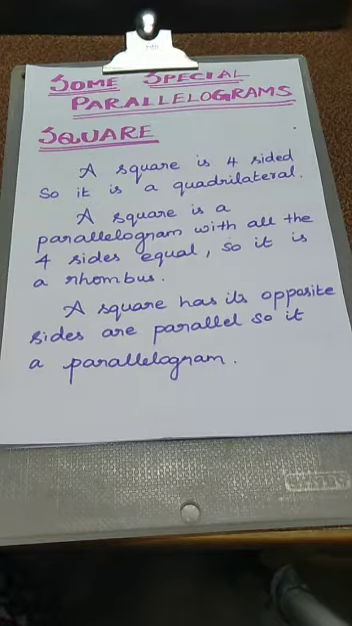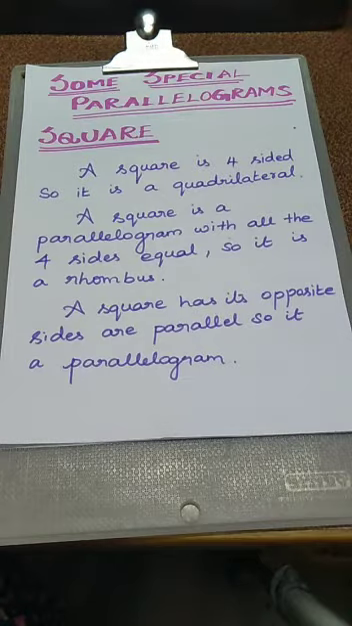First one is square. Here we are going to take some properties for other shapes also. Okay. First, a square is four-sided, so it is a quadrilateral. Actually, what is a quadrilateral? A quadrilateral is a four-sided figure. Now what is given? A square is four-sided, so it is a quadrilateral. Okay. Next one, a square is a parallelogram with all the four sides equal, so it is a rhombus.